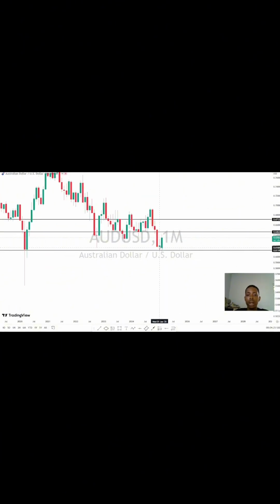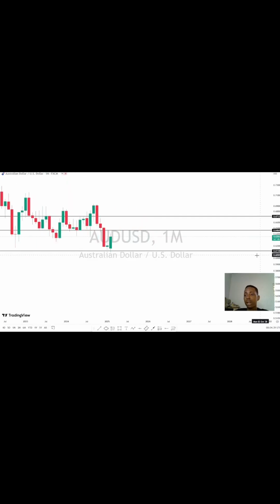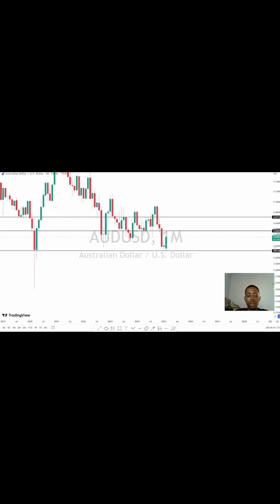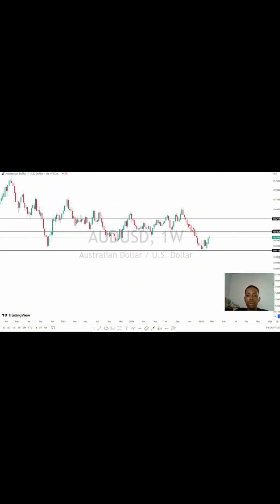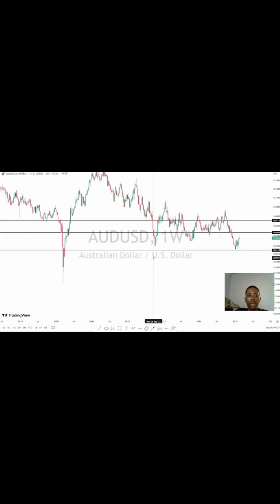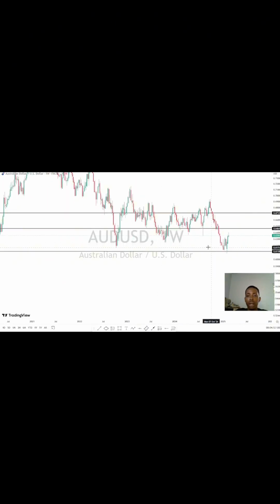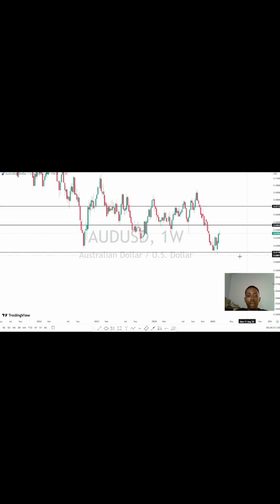As you can see, there is a doji here on the monthly time frame, telling me that in the month of February, the AUD/USD will be bullish. Let me scale down to my weekly time frame and see what it is giving. On the weekly time frame, I like to zoom out clearly. Let me adjust this level here.